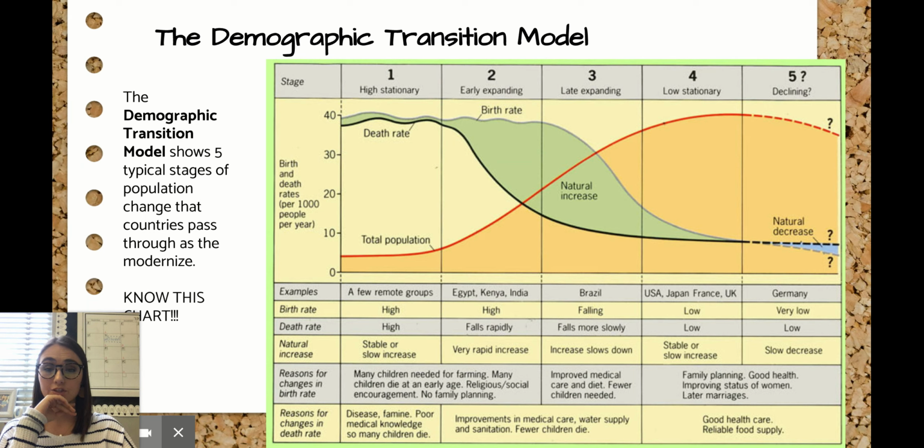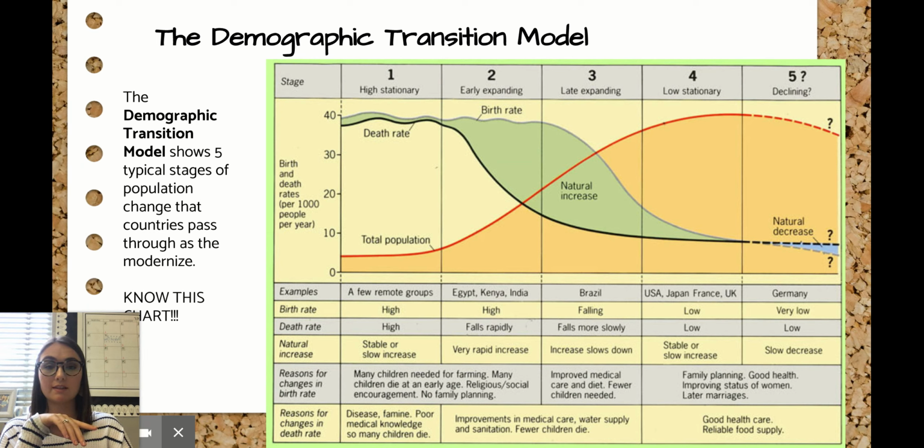You need to know this chart. You need to be able to know the characteristics of each stage. And not just looking at the chart, you need to be able to read about a country and understand, okay, I see this is their birth rate, this is their death rate. This is kind of what's happening. Culturally, I feel like they're in this stage. So you need to study this.